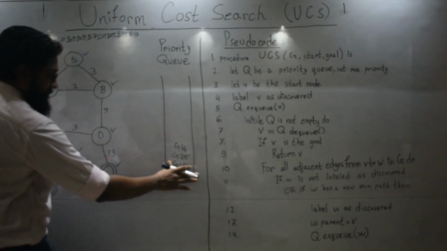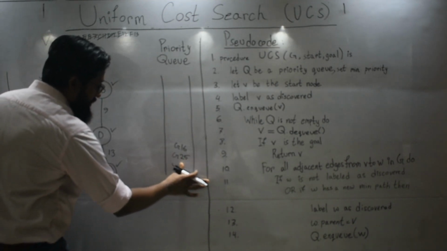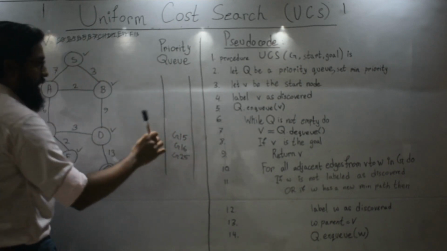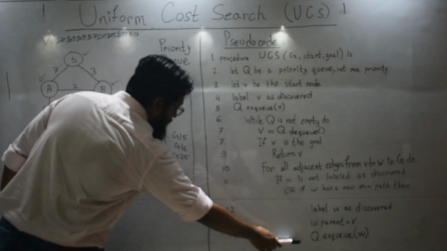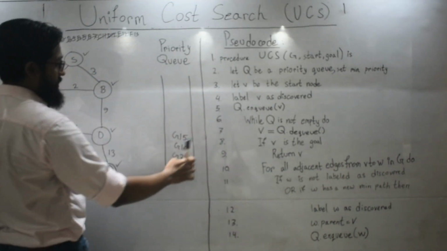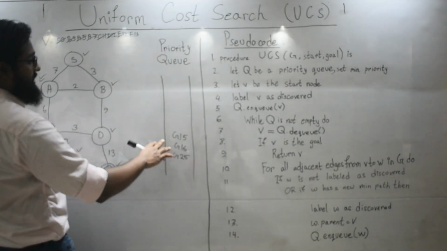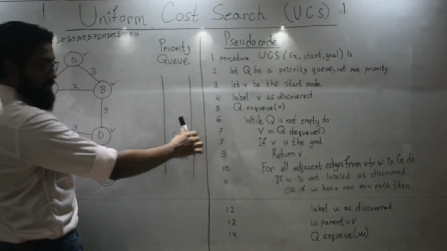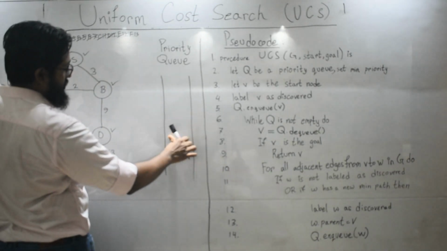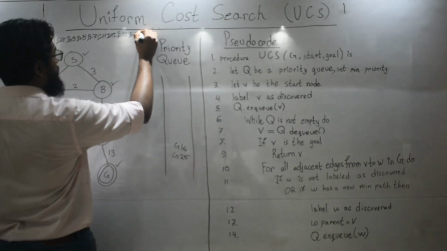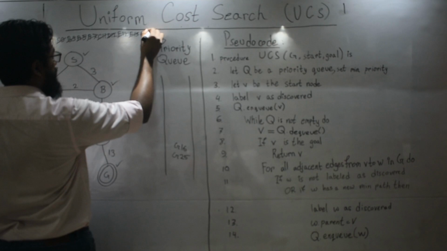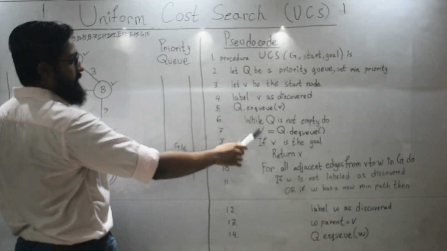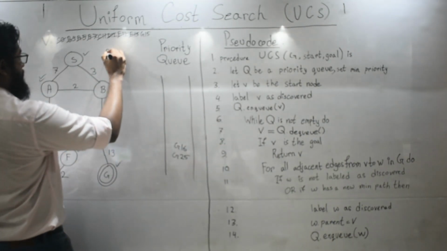In this priority queue, you will simply sort it, G15. Now when you're in line 7, you will simply dequeue whatever is on top. So you have G15, you dequeue this, G15. Now in line number 8, is G the goal node? Yes, so return.